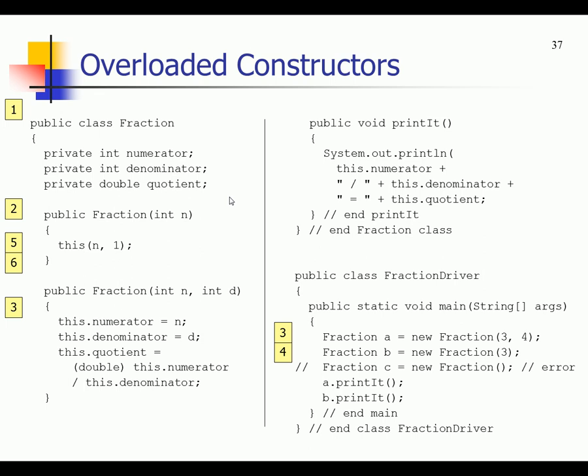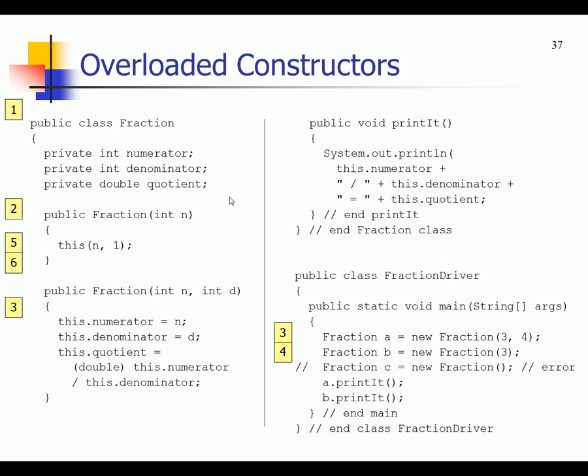The second one, down at position 3, Fraction takes 2 arguments, an n and a d, numerator and denominator. The numerator gets set to numerator and the denominator gets set to denominator. And the quotient gets set as well.